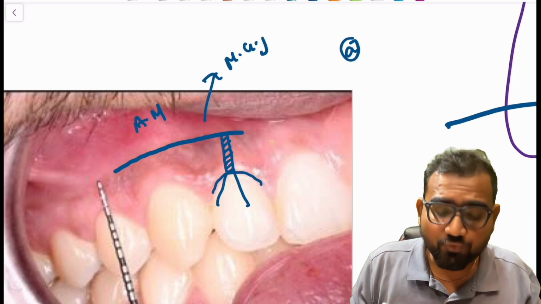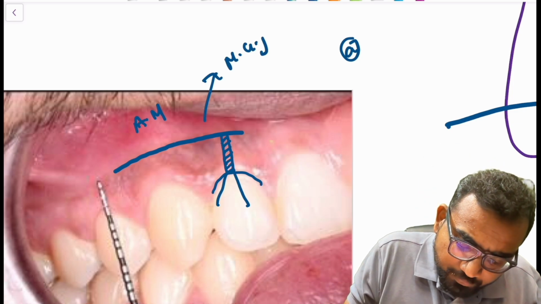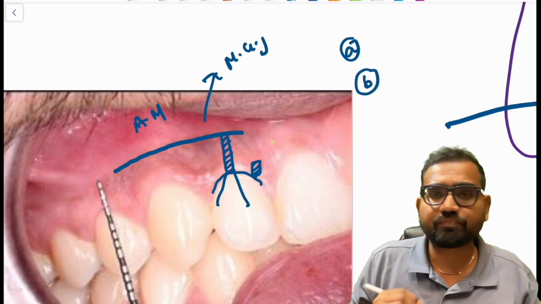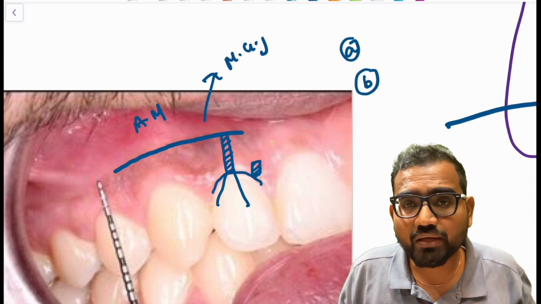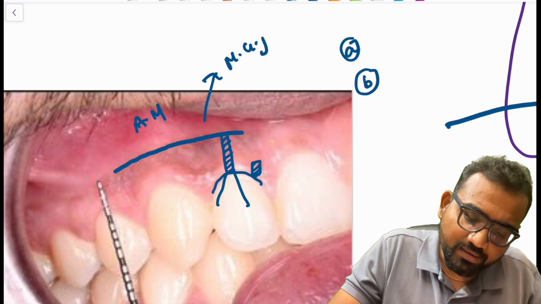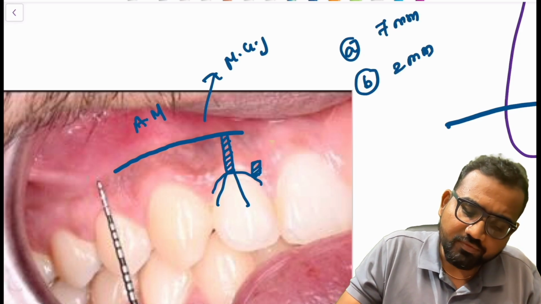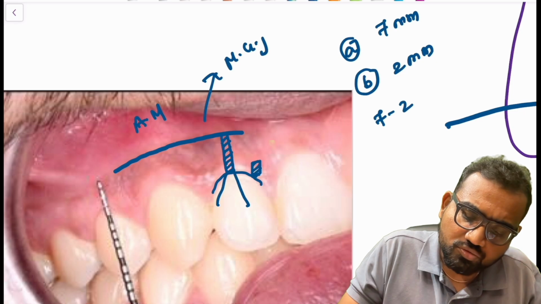The next step is to insert the probe into the sulcus and measure the probing depth. I'm going to keep that value as B. So say for example, A is 7 mm and B is 2 mm. The width of attached gingiva will be 7 minus 2, which is 5 mm.